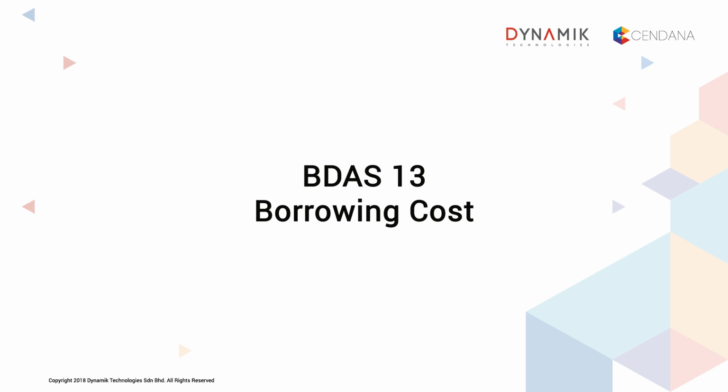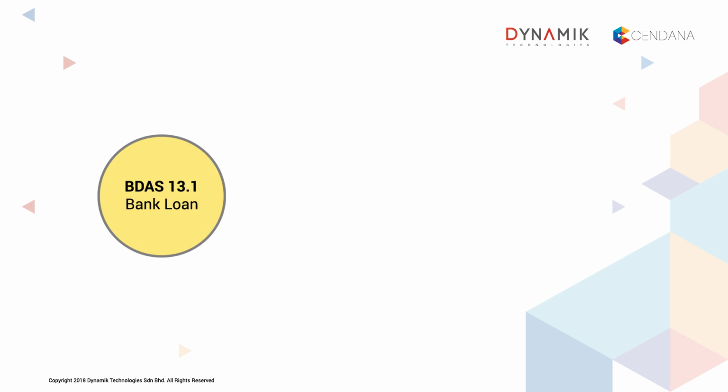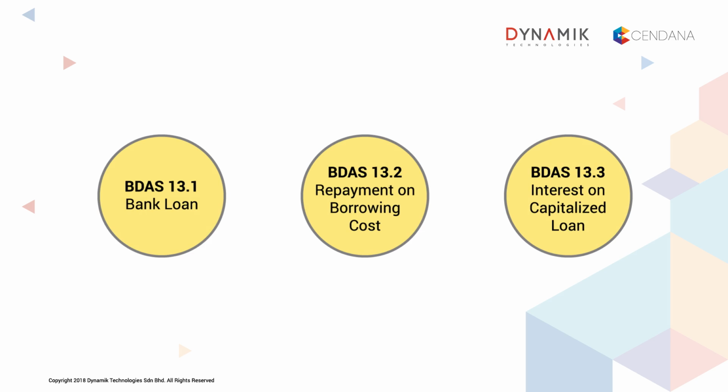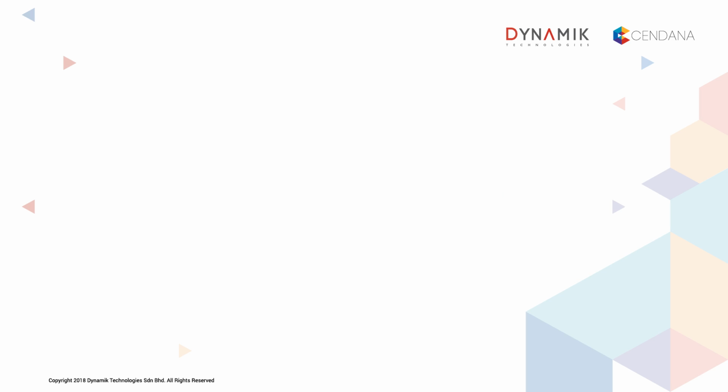Borrowing cost is divided into three scenarios, which are BDAS 13.1 bank loan, BDAS 13.2 repayment on borrowing costs, and BDAS 13.3 interest on capitalized loan. Further details of each scenario will be explained in the next few slides. Let's get started. Let's start off with BDAS 13.1 to record bank loan.